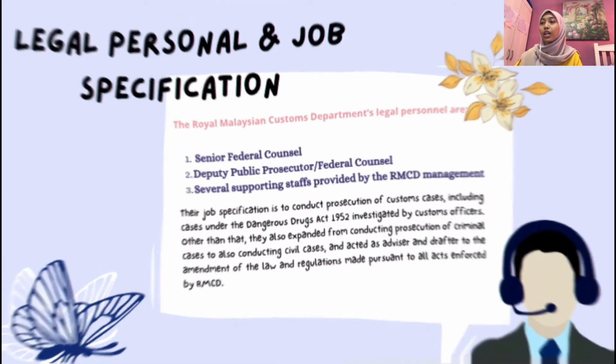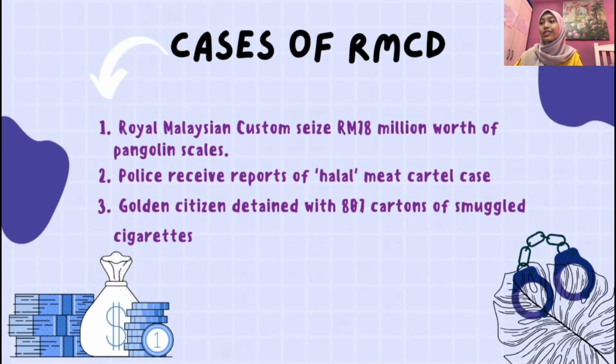Okay, so next we're going to move to the cases of RMCD. There are three cases of RMCD. I'm just going to give a brief explanation about the first case, while the second and the third cases will be explained by Nadia and Anis Iriani. So the first case: Royal Malaysian Customs seized 17.8 million ringgit worth of pangolin scales.